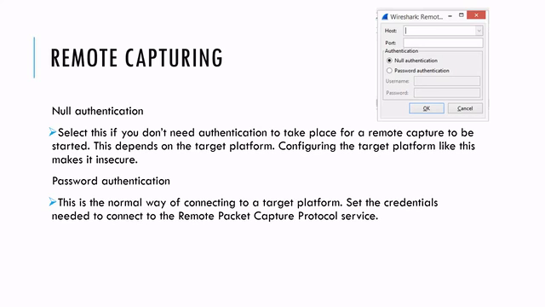Next is authentication. First is null. Select this if you don't need an authentication to take place for a remote capture to be started. This depends on your target platform.